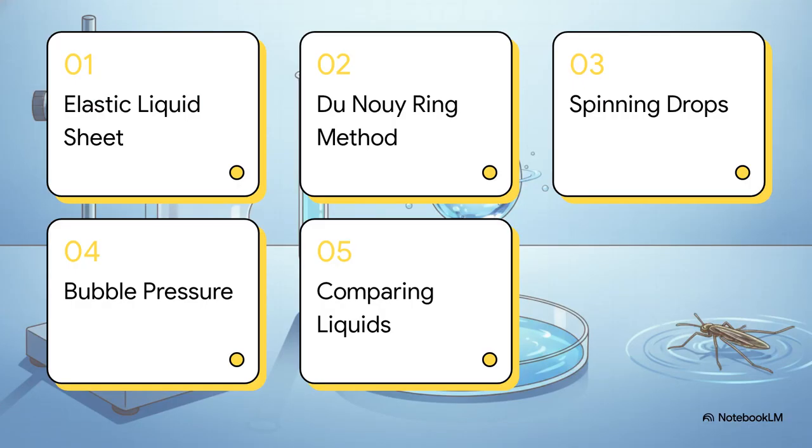1. The elastic liquid sheet. 2. The Noüy ring method. 3. Spinning drops in space. 4. The bubble pressure technique. And 5. Comparing liquid surface tensions. Let's get to it. Part 1.